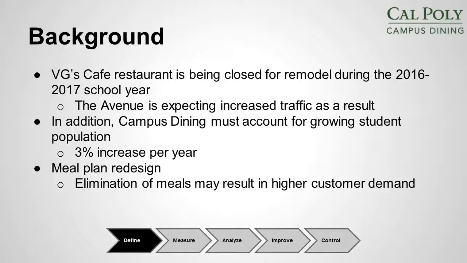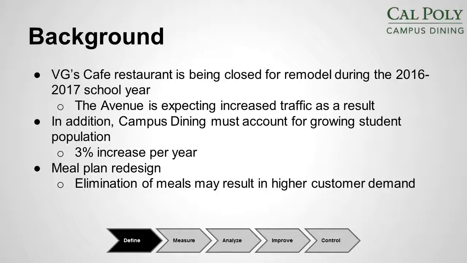One of these dining options is the Avenue, a popular destination located in the center of campus near the UU. In addition, the growing student population for freshmen is expected to increase 3% each year in the next coming years.